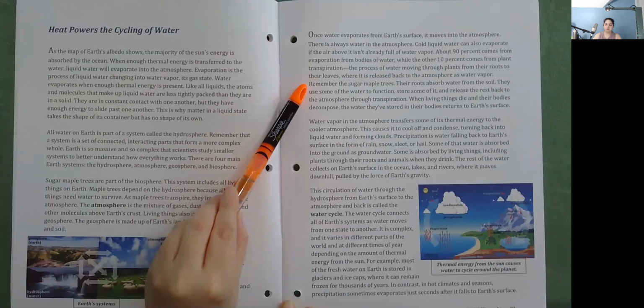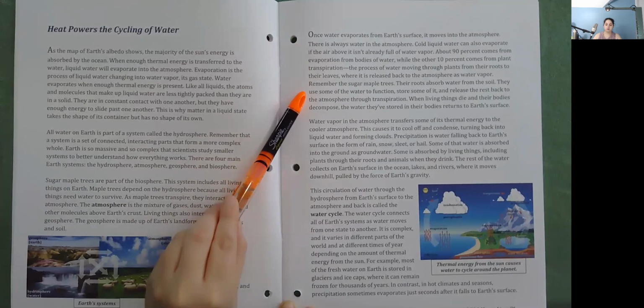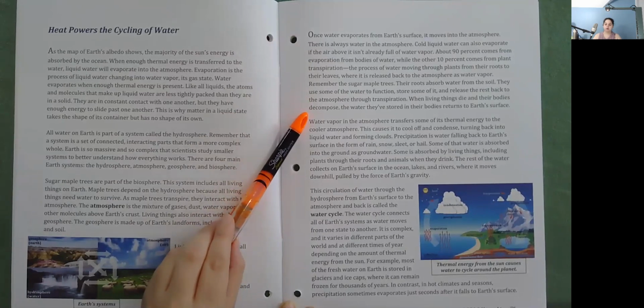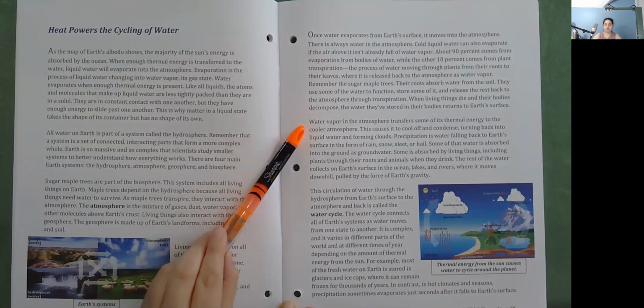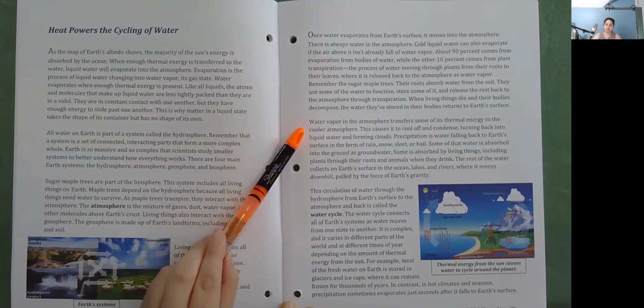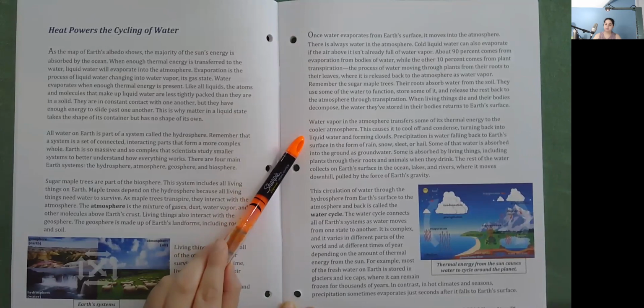Their roots absorb water from the soil. They use some of the water to function, store some of it, and release the rest back to the atmosphere through transpiration. When living things die and their bodies decompose, the water they've stored in their bodies returns to Earth's surface. Water vapor in the atmosphere transfers some of its thermal energy to the cooler atmosphere. This causes it to cool off and condense, turning back into liquid water and forming clouds.